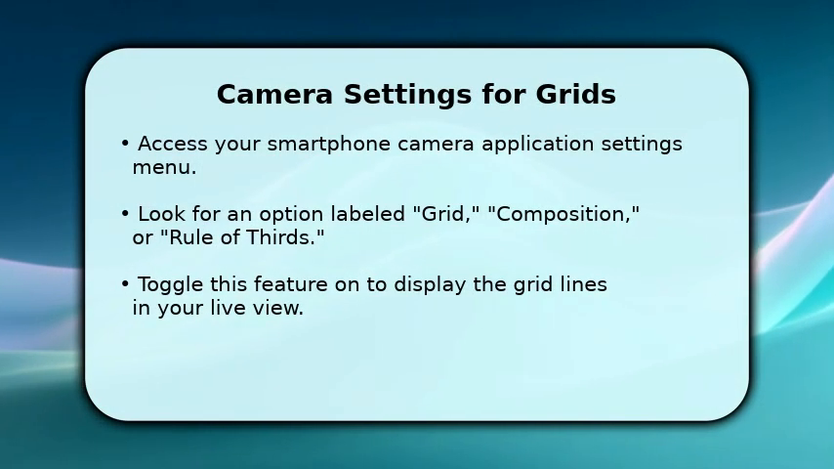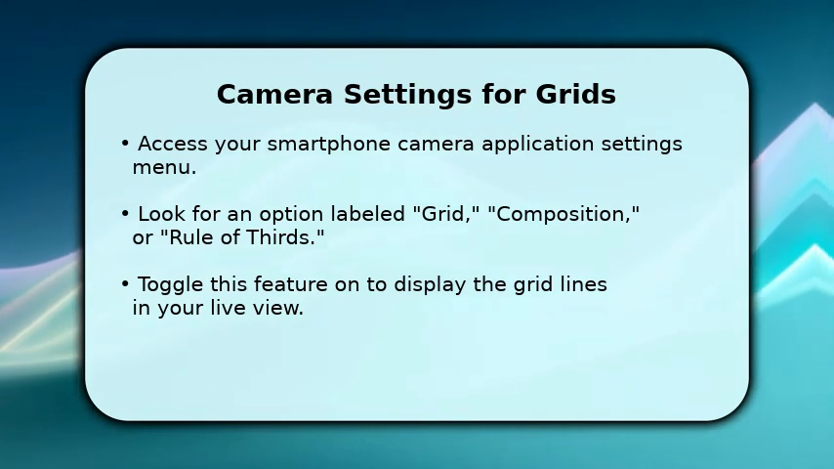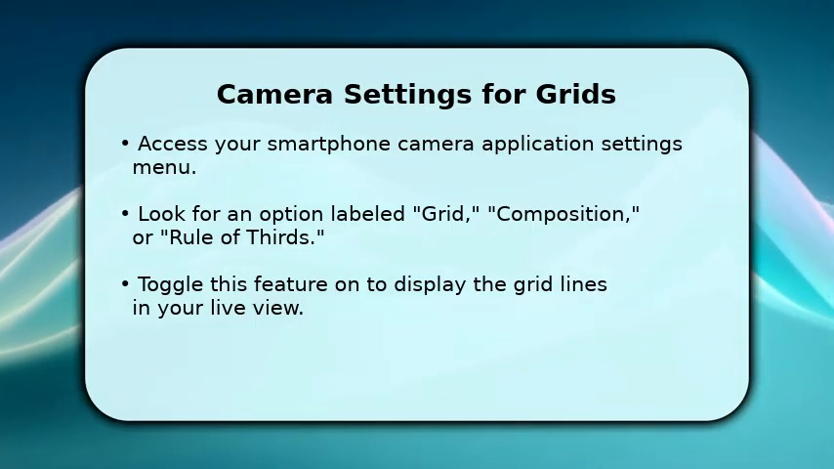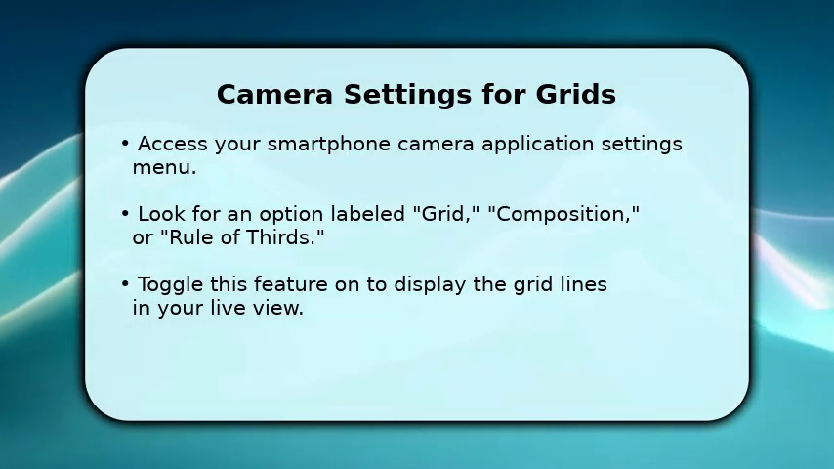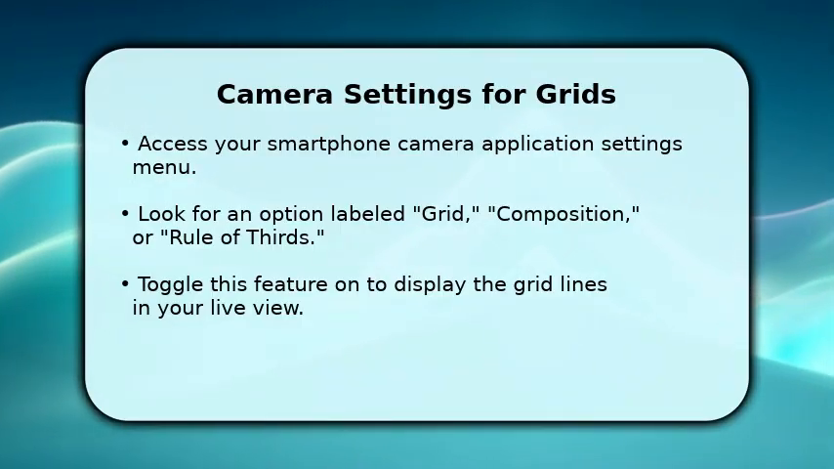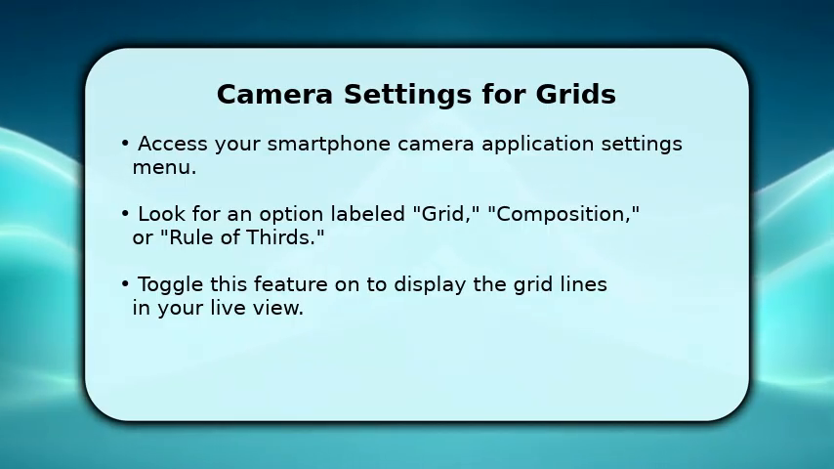Most modern smartphones and digital cameras offer a built-in grid line feature. To activate it, simply open your camera app and navigate to its settings. You'll typically find an option called Grid, Composition Lines, or Rule of Thirds. Tap to enable it, and you'll immediately see the helpful lines appear on your screen, ready to guide your next shot. This takes just a few seconds to set up.